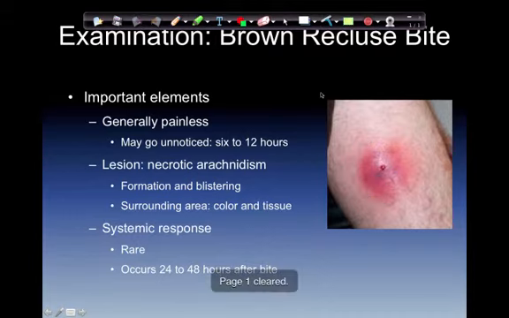So they refer to that pattern as a red, white, and blue pattern sometimes. But this is what a brown recluse spider bite may look like 6 to 12 hours after the injection of the poison. Systemic response is rare, but if they're going to occur, they usually occur in 24 to 48 hours after the bite.